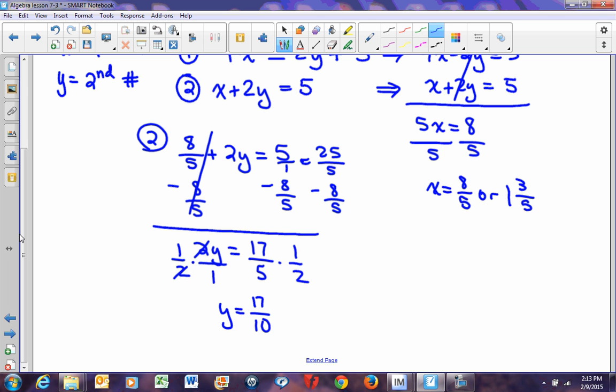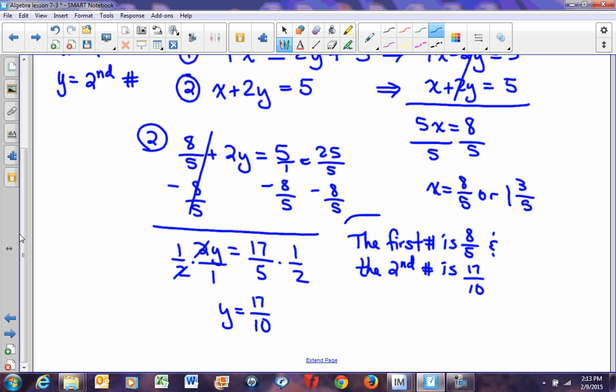So I'd answer it by saying my first number is 8/5. And the second number is 17/10. And of course, you can change those to mixed numbers if you choose, but you don't have to. It's probably a little easier to leave them as an improper fraction, especially if you wanted to check them, because you have to put them back as an improper fraction in order to check them.